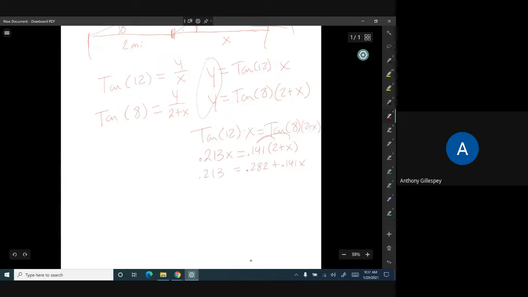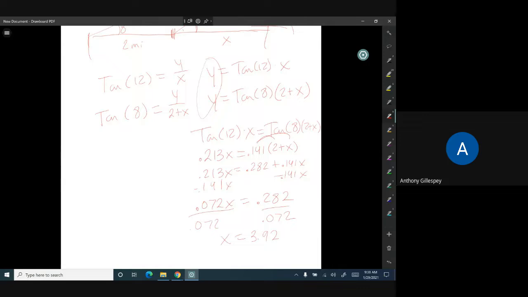equals 0.213x. Subtract 0.141x. What's 0.213 minus 0.141? 0.072. You following my logic? Divide both sides by 0.072. You get x equals 0.282 divided by 0.072. You get 3.92.